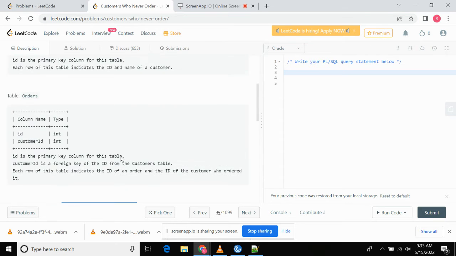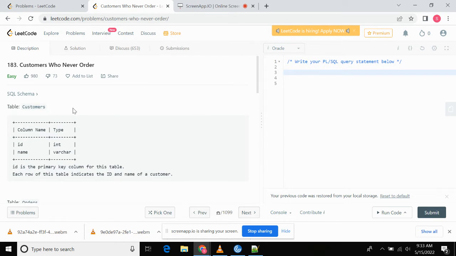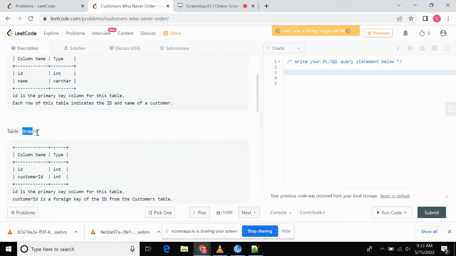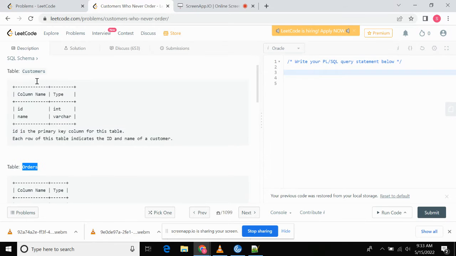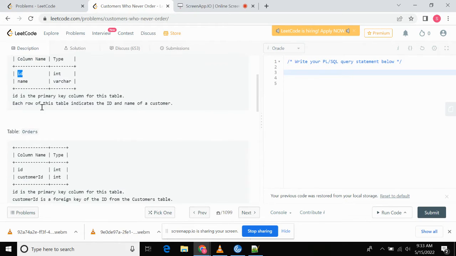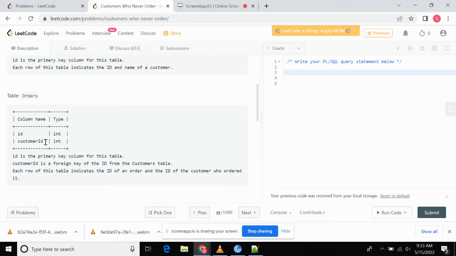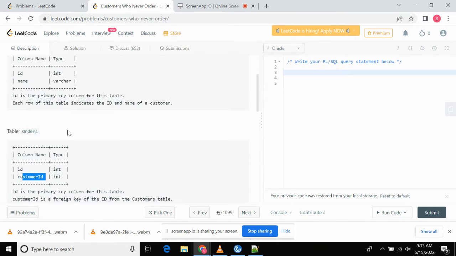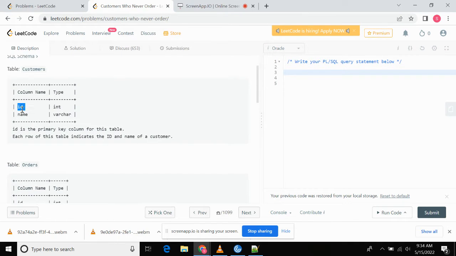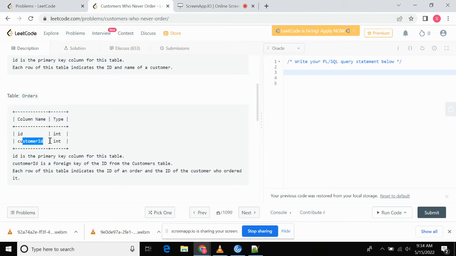So there are two tables given. One is customer that contains two columns, ID and name, and the second one is order that contains ID and customer ID. So if you see here, this particular ID is the customer ID and this particular ID is the customer ID from the order table. So make sure that you don't join both tables on ID. You take ID from the first table, that is customer, and you take customer ID from the second table, which is orders.